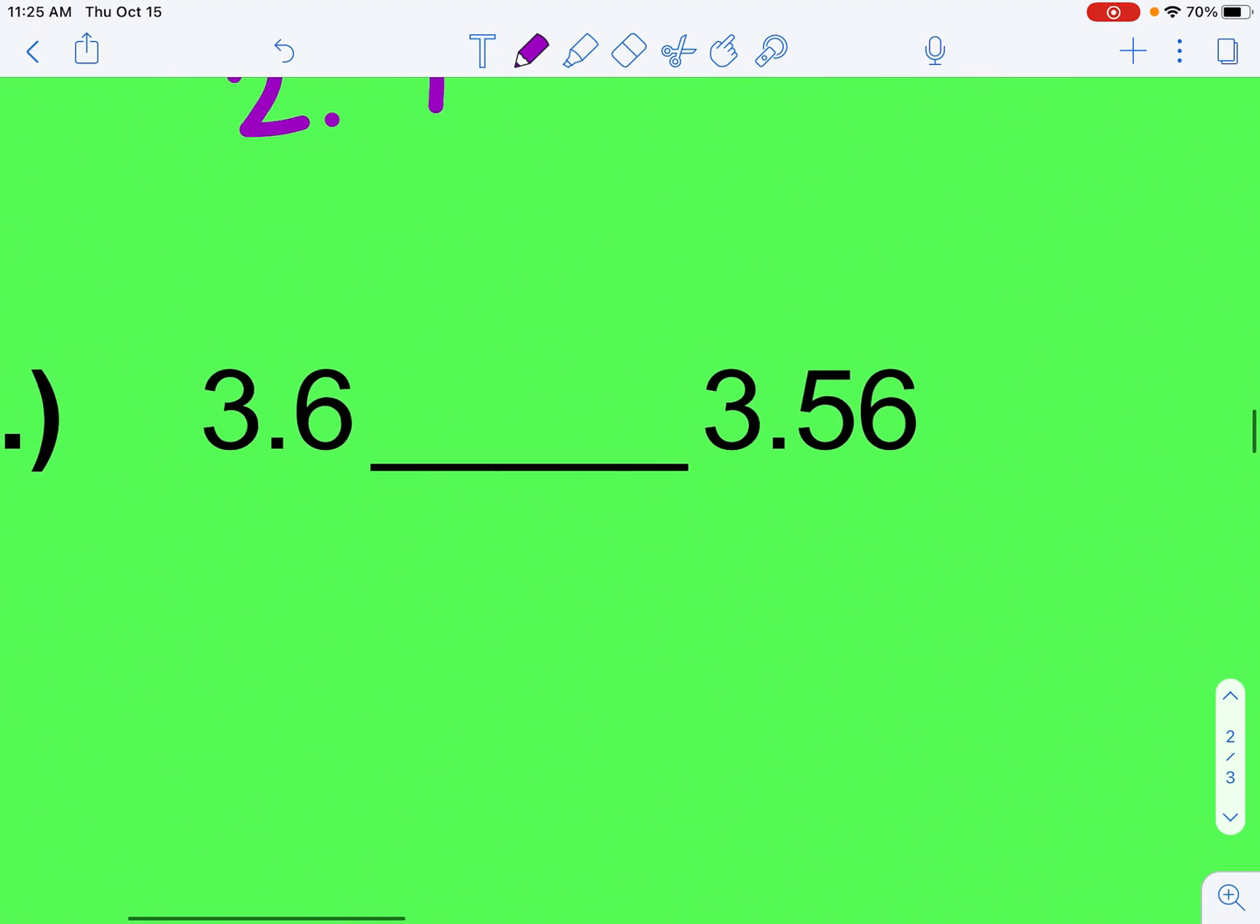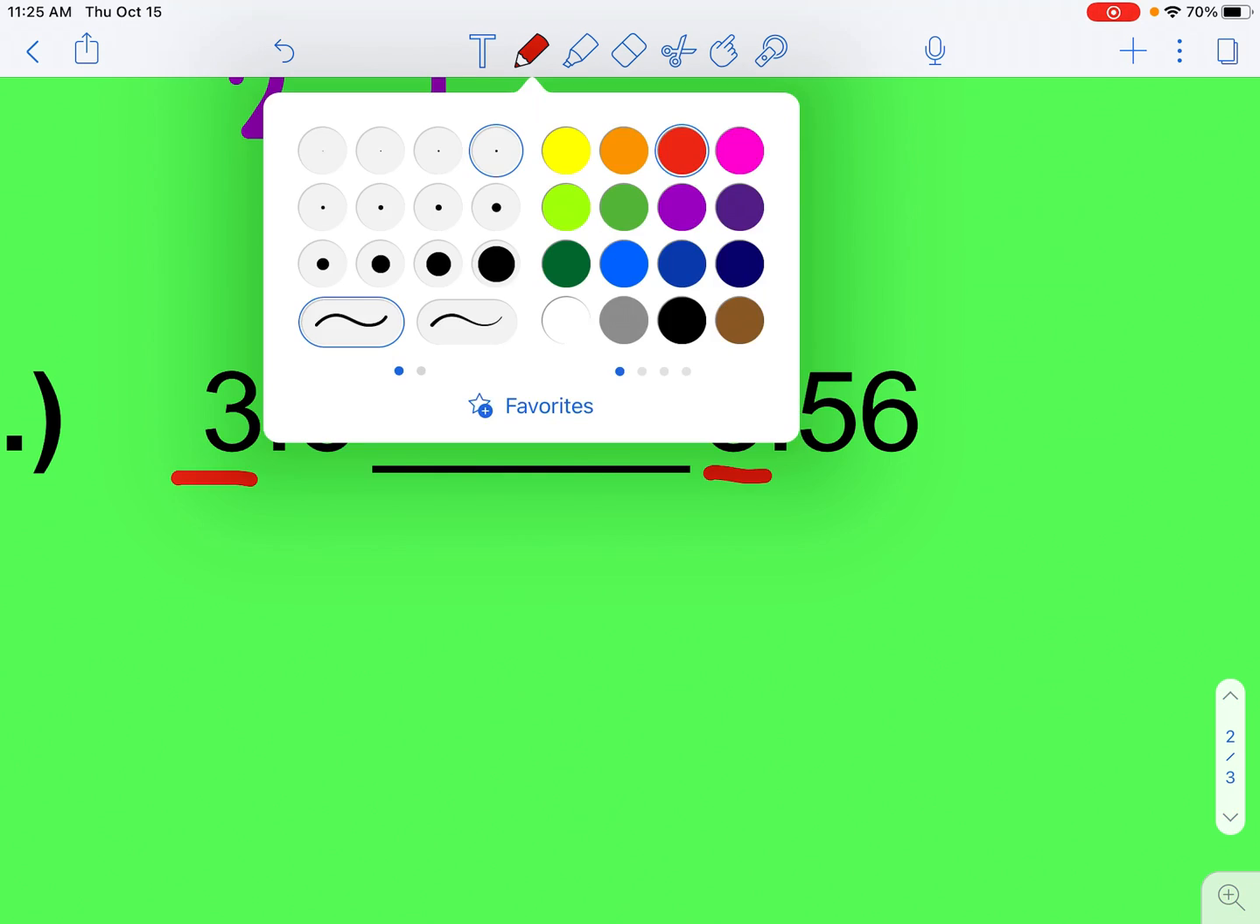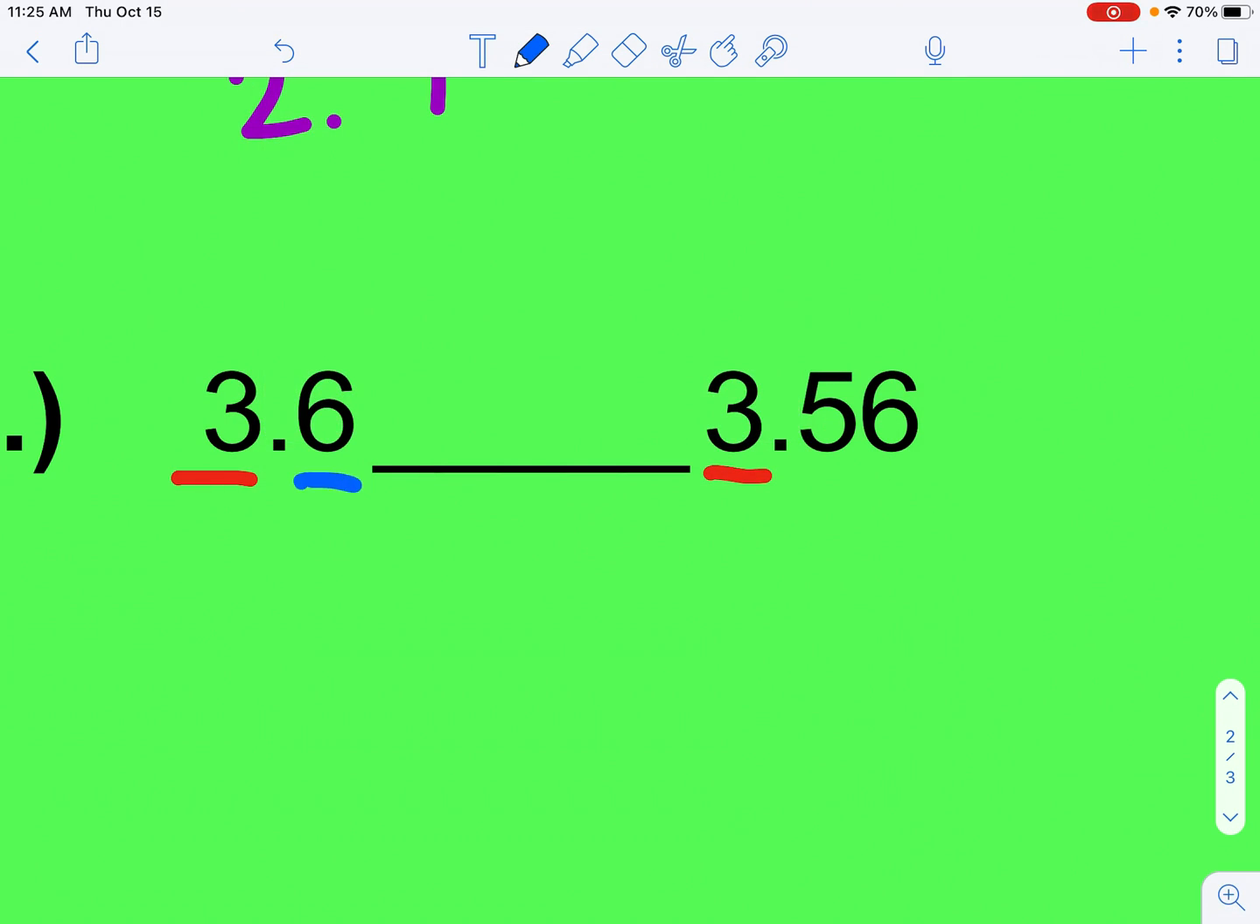Alright, let's go to number 4. I have 3 6/10 and I have 3 56/100. So I start with my first number. They are both 3s, so I move on to the next number. I have 6/10 and I have 5/10. Those are different, so I like to circle them when they're different. Which number is bigger, 6 or 5? Right, the 6 is bigger. So 3 6/10 is bigger than 3 56/100.